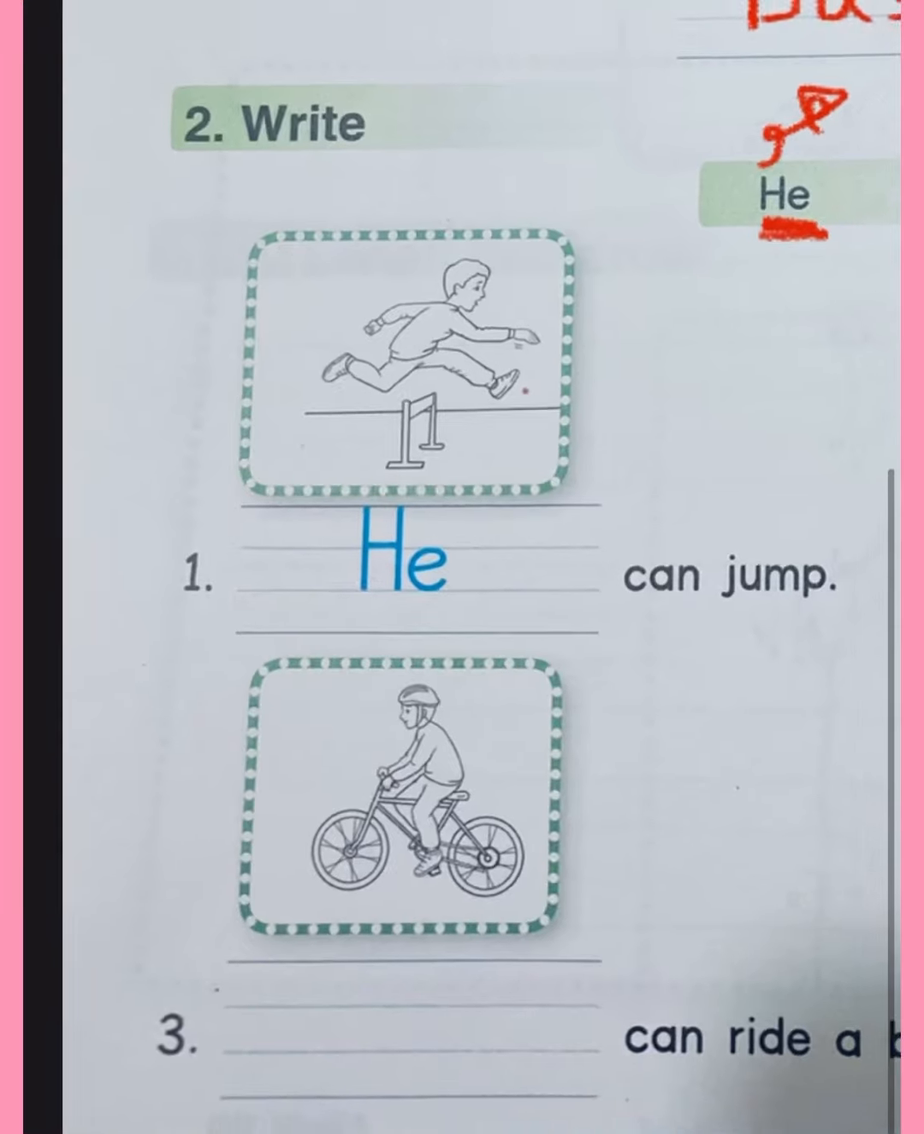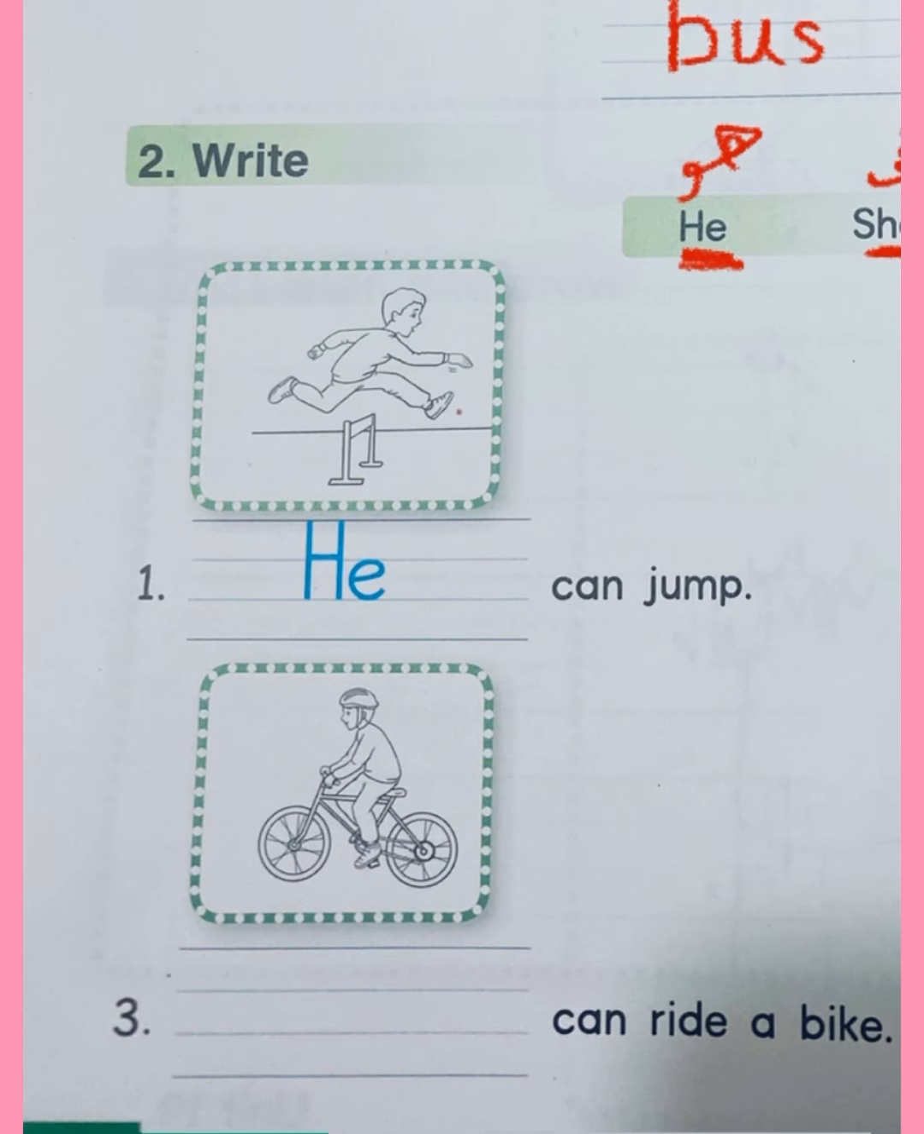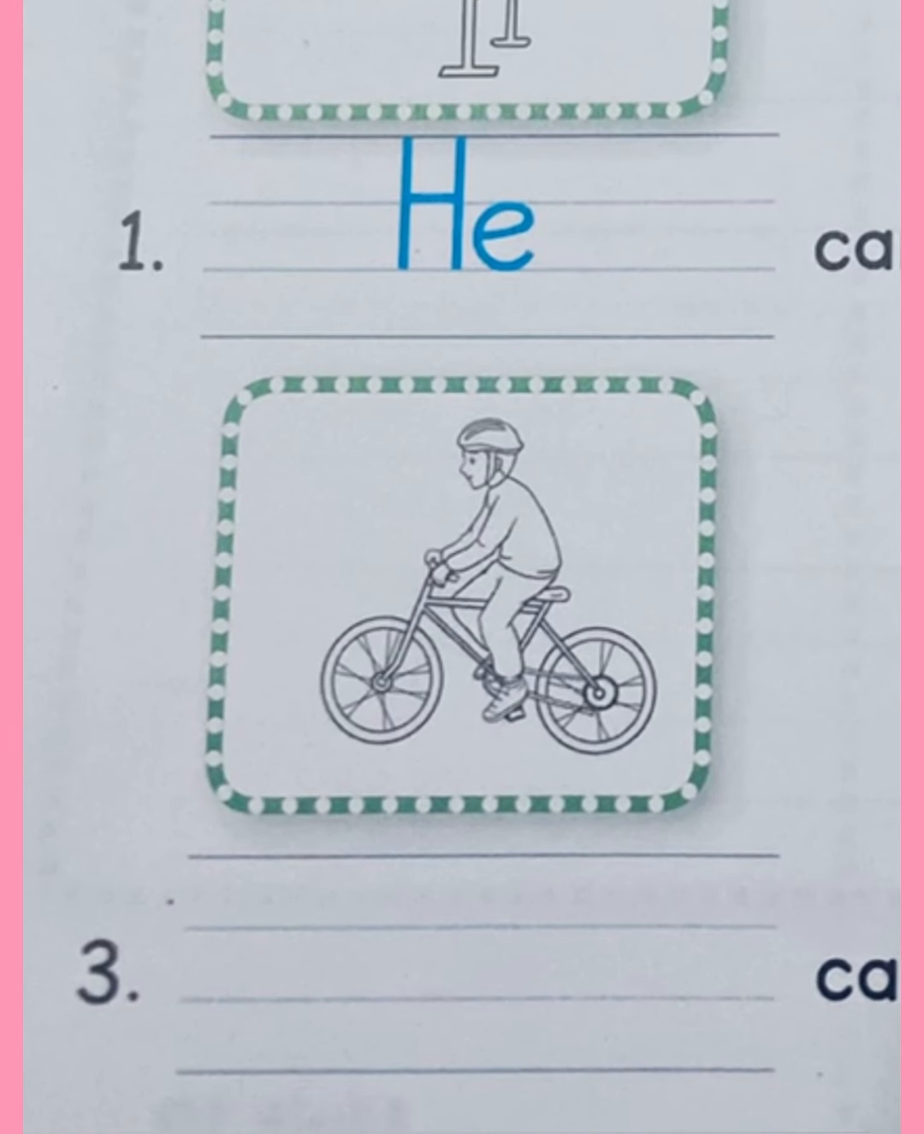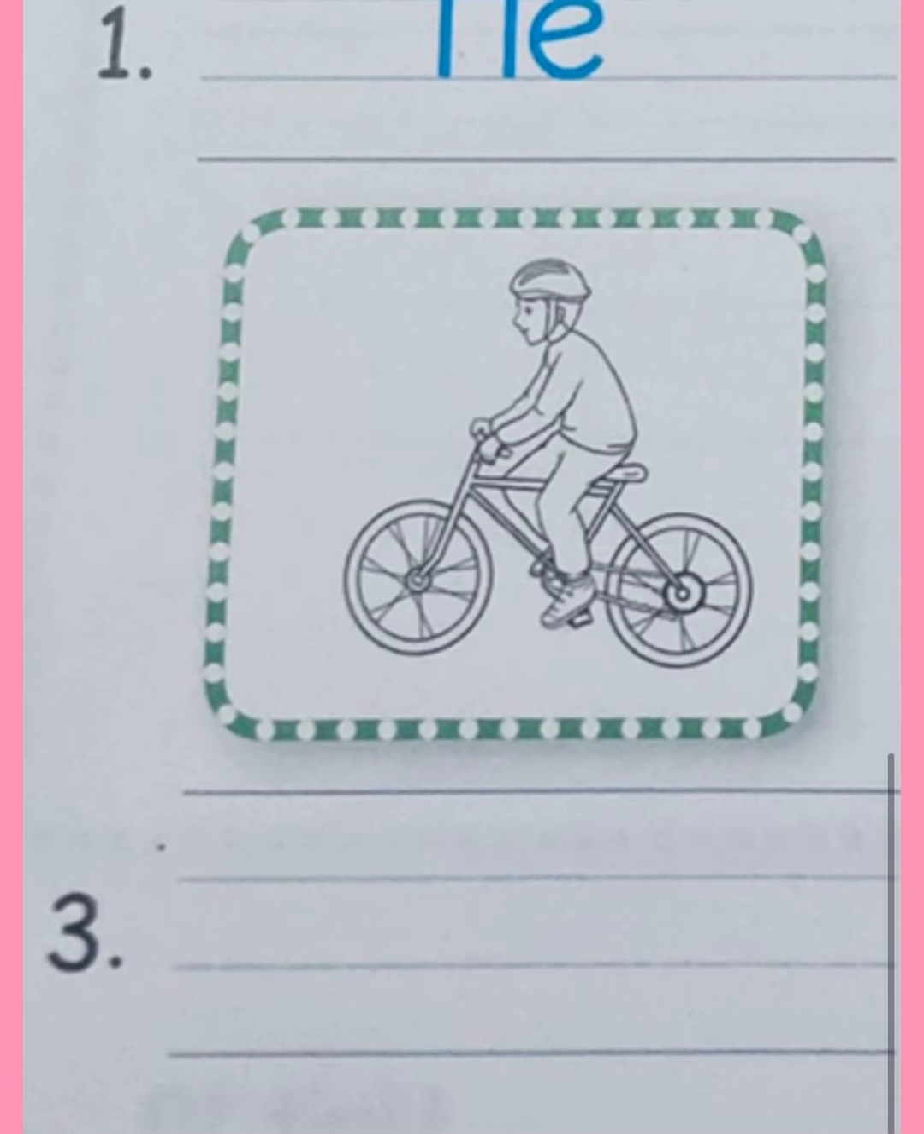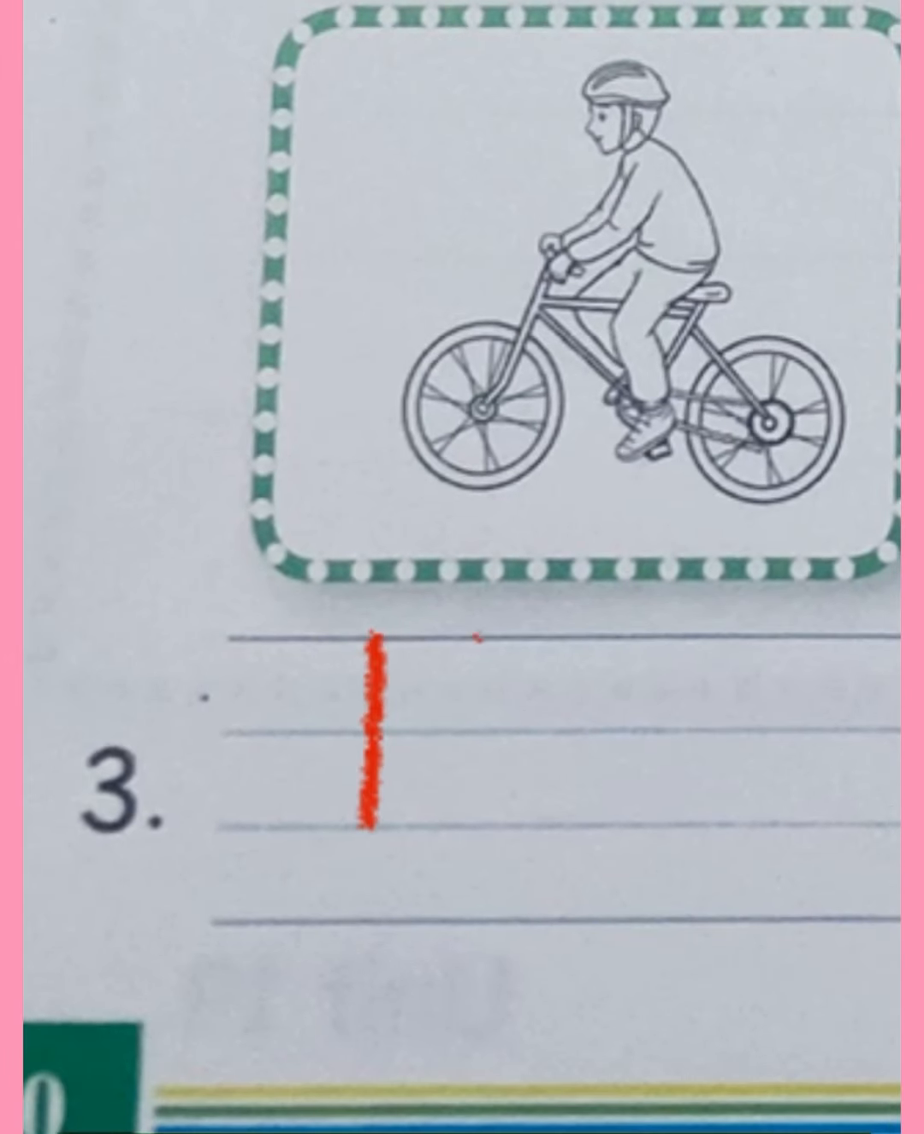Number three. She can run. Number three. Yes, Dima. Should we say he or she? He. Bravo. Excellent. He. Because it's a boy. He can ride a bike. He. H-E.